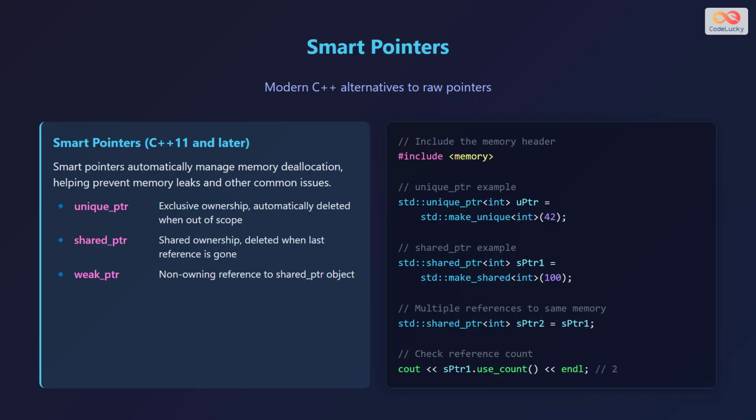On the right, we have code examples demonstrating the use of smart pointers. First, we include the memory header file. Then we create a unique pointer to an integer, initializing it with the value 42. Next, we create a shared pointer to an integer, initializing it with the value 100. We then create another shared pointer, sptr2, that points to the same memory location as sptr1. We can check the reference count of a shared pointer using the use_count method. In this case, the output will be 2, as both sptr1 and sptr2 are pointing to the same memory location.